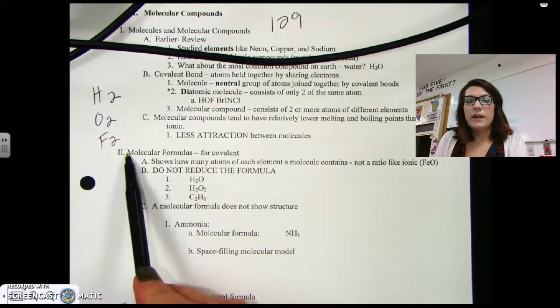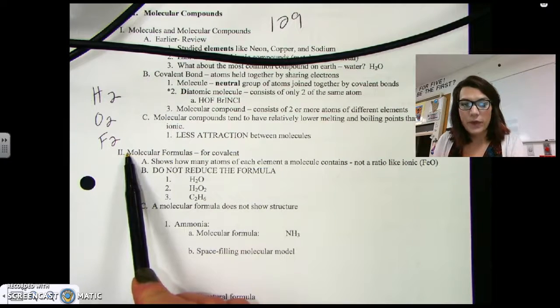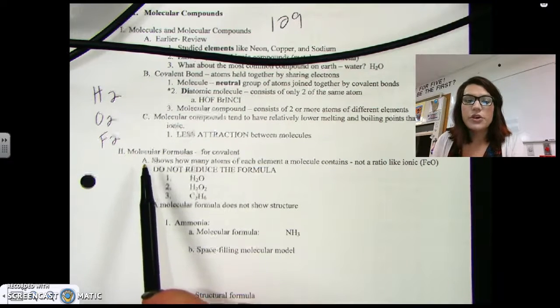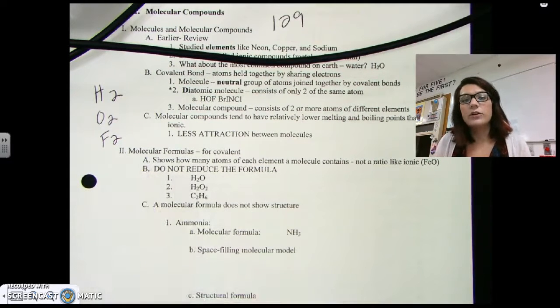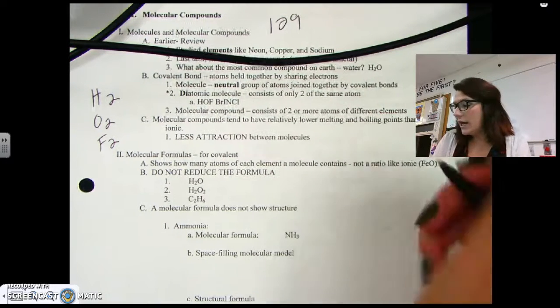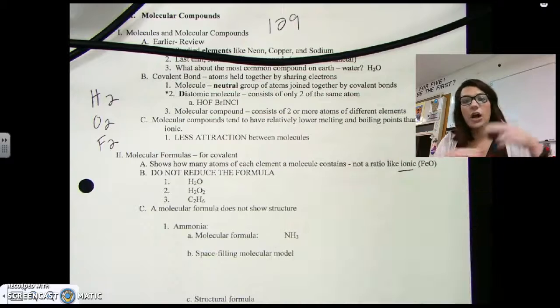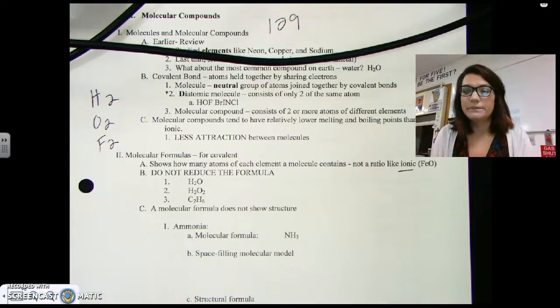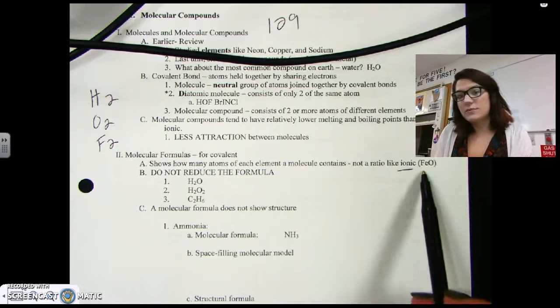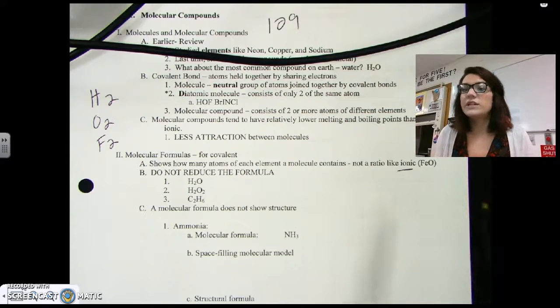And those are the molecular formulas that we're going to talk about. Okay? So these formulas show how each atom of the molecule are attached together. And it's not a ratio like ionic. You know how we would crisscross and then reduce the charges for ionic? We don't do that in covalent. There's no reducing going on here. Okay? So for instance, this would be Fe2O2, which then got reduced to FeO, and we don't do that.